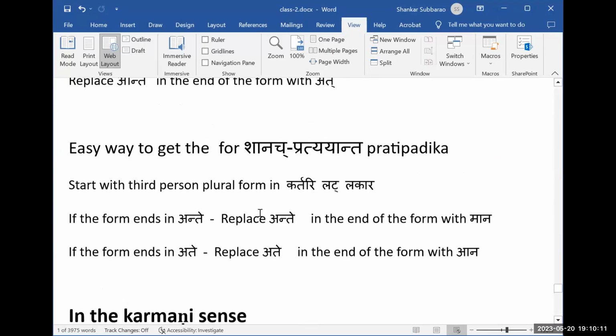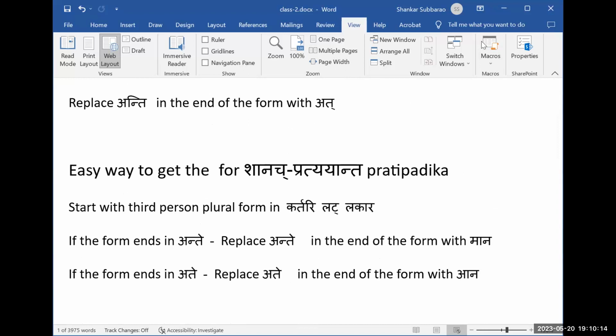And what does it mean? Meaning is exactly like the meaning of latlakara. But as I said, very commonly in the language, you don't use it in the first case. Use it from the second case onwards, generally, but not a rule.